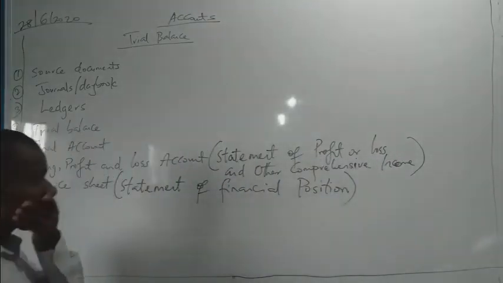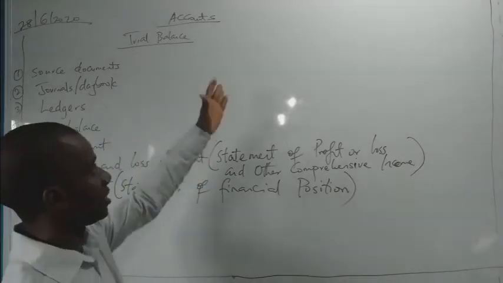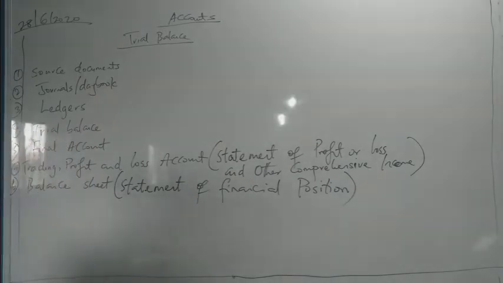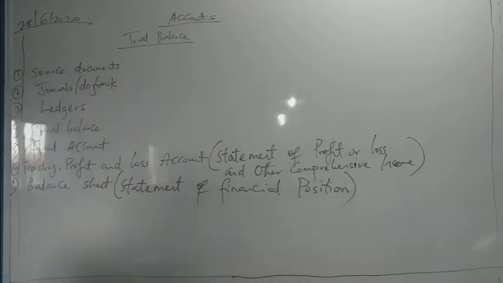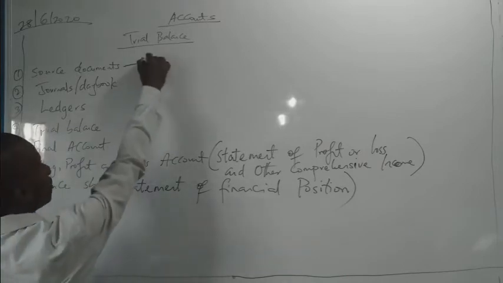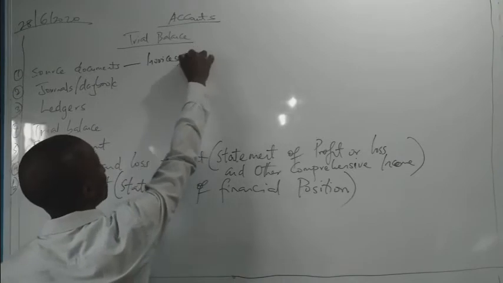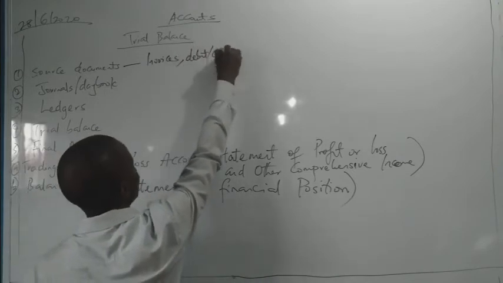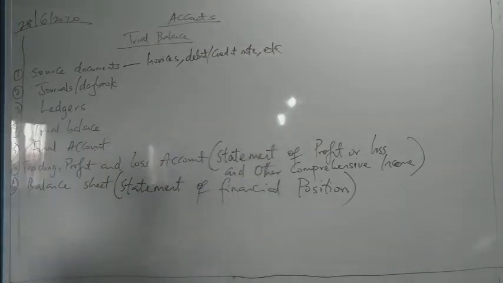Now, before we look at the trial balance, all accounting has a procedure. There is a procedure for all accounting records. What do I mean? The first point of capture in accounting is captured in what? Source documents. We looked at different source documents in our last class. We looked at invoices, debit and credit notes, etc. When you go through your notes from the last class, you will know.